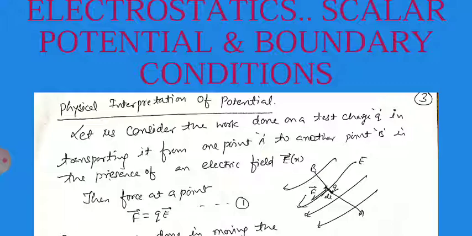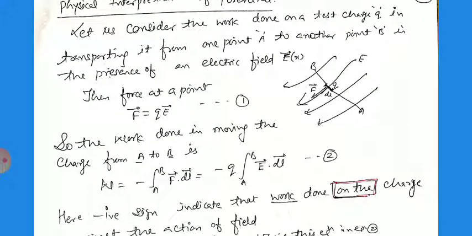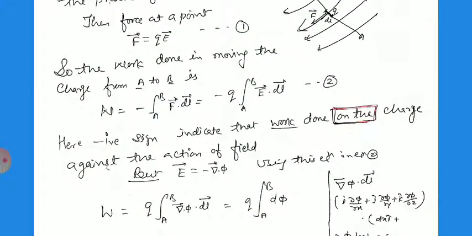We can write the force at the point equal to qE. So the work done in moving the charge from A to B, you can write W equal to minus integral A to B F dot dl, equal to minus q integral A to B E dot dl. The negative sign indicates that the work is done on the charge against the action of the field.